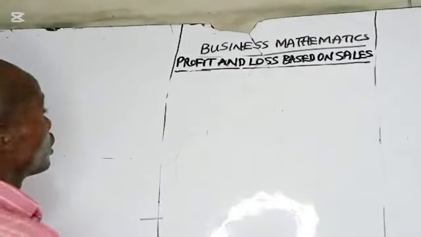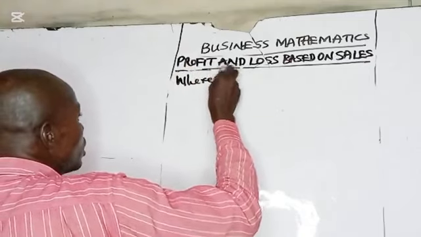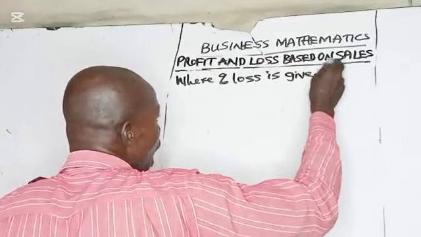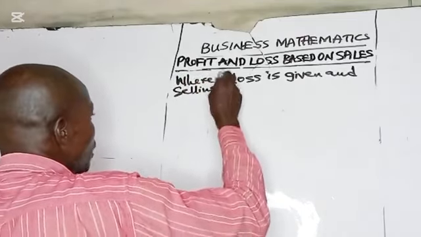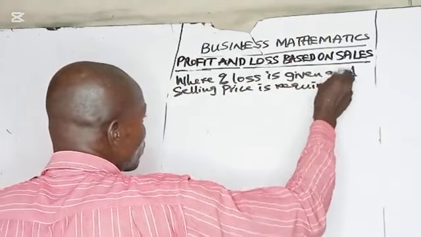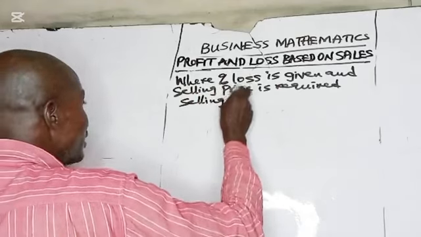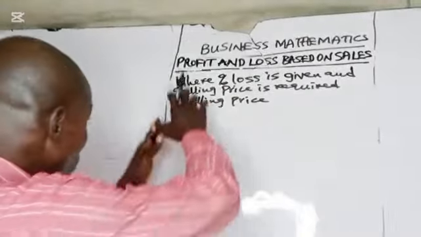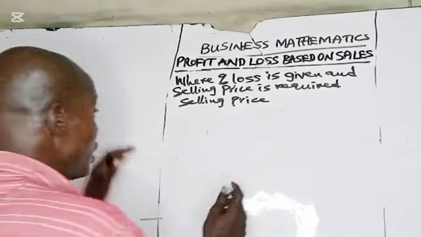Where the percentage loss is given and the selling price is required, remember, selling price. Please, I want you to watch this video to the end. Related examples were provided. Three different examples were solved in this video.